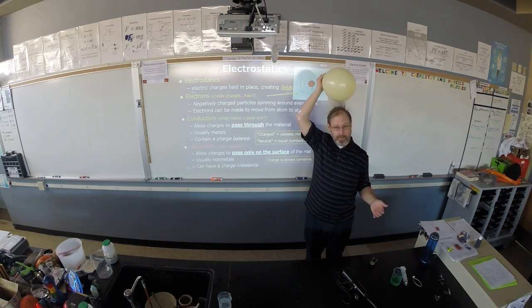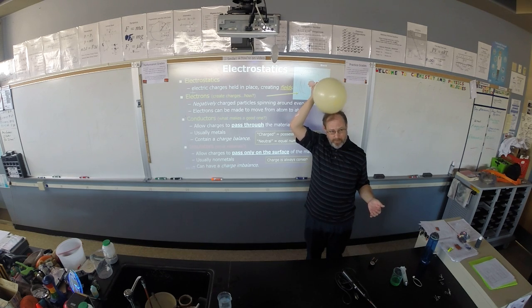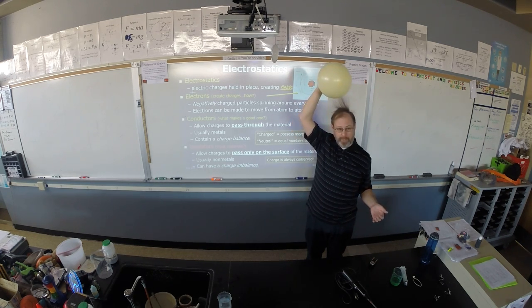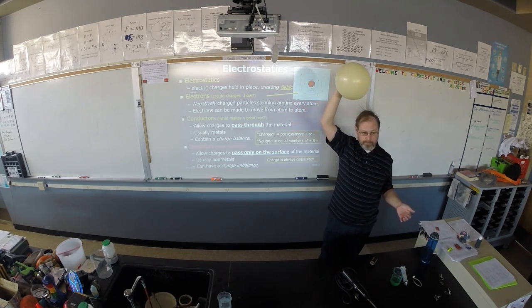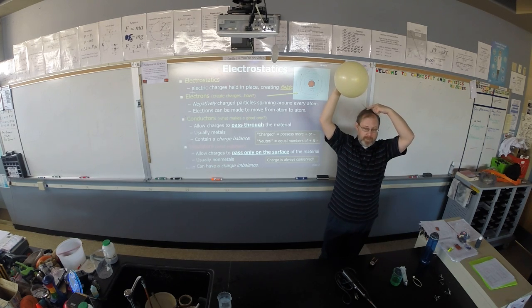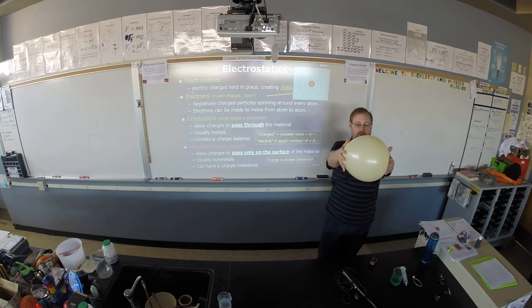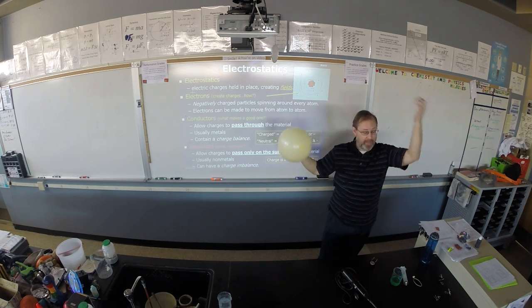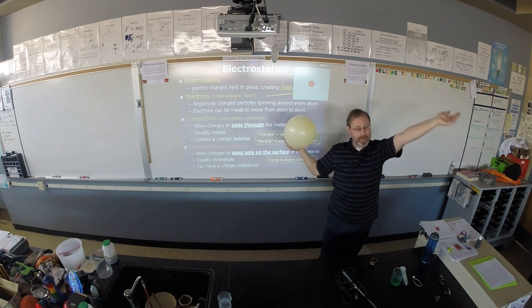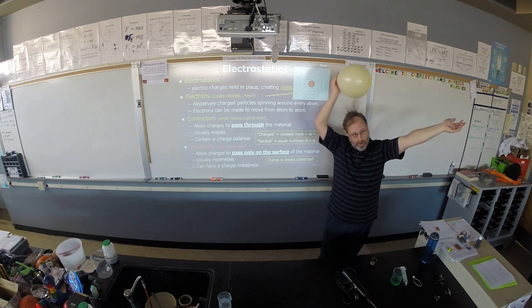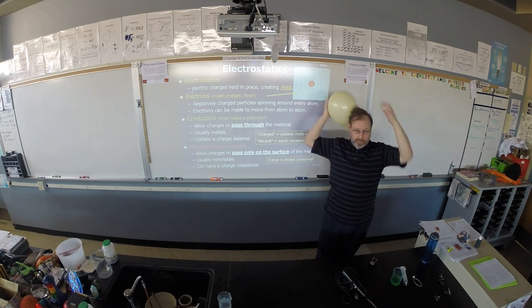So, what's happening when I rub the balloon on the hair? What's happening to the electrons? Yeah, they're leaving the hair and they're going to the balloon. So the balloon is picking up what kind of charge? Negative. And the hair is getting what kind of charge? Positive. Hence the attraction. Let's stick up there. Stay up there.